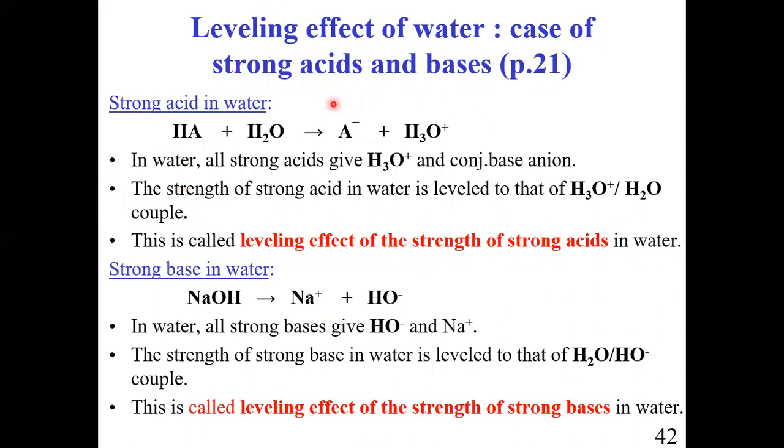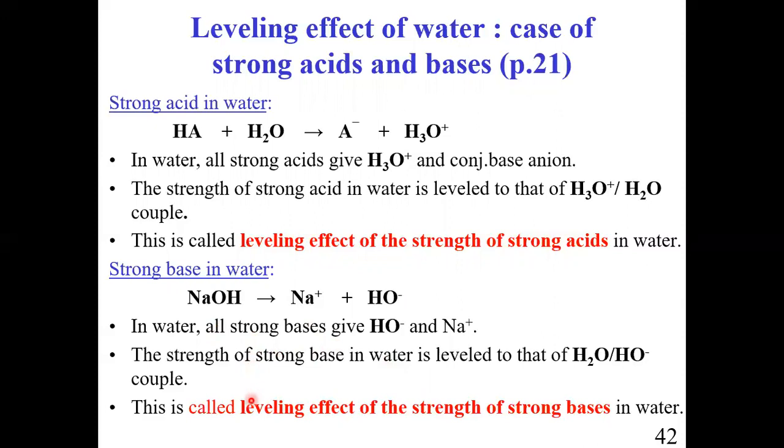And this is a section on page 221 in your textbook. It's called the leveling effect of water. Okay, the case of a strong acid, strong base. In the case of a strong acid in water, the acid gives the H3O plus, and the strength of the strong acid in water is leveled to that of the H3O plus and water couple. So everything in the H3O plus form is equal to the strength of that acid, or whatever the concentration is, it will all be converted to the H3O plus.